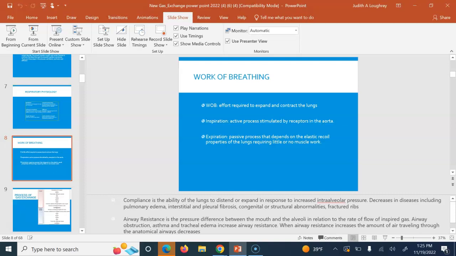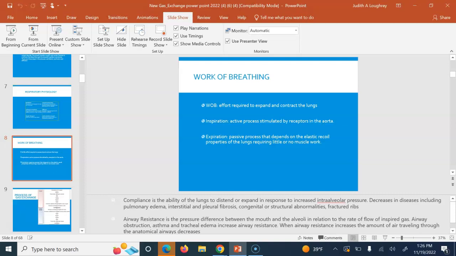So inspiration obviously is the active process, and that, as we said in the previous slide, is stimulated by receptors in the aorta. And then expiration is a passive process, which I mentioned in the other slide as well, and that depends on the elastic recoil properties of the lungs. It should require little or no muscle work.